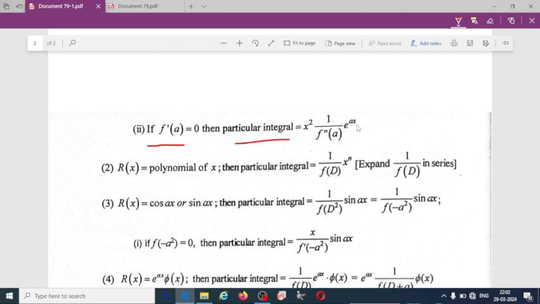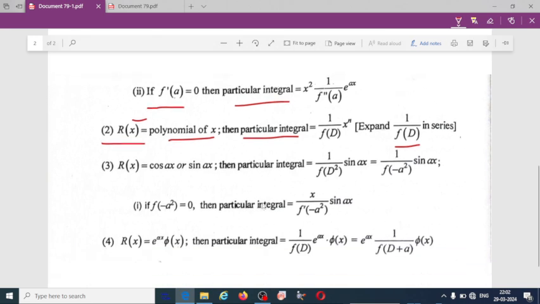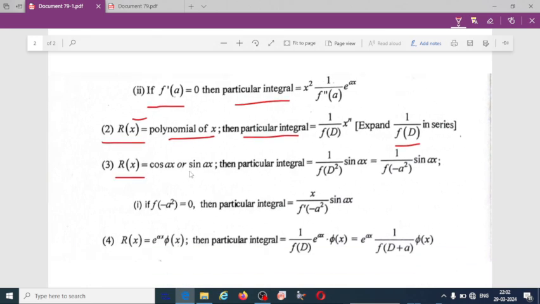The second condition: r of x is a polynomial of x. If this function is a polynomial of x, then you can represent the particular integral as 1 divided by f of D times x to the power n. So expand 1 divided by f of D in series. If r of x is cos ax or sin ax, then the particular integral is 1 divided by f of D square, sin ax, which is equal to 1 divided by f of minus a square, sin ax.